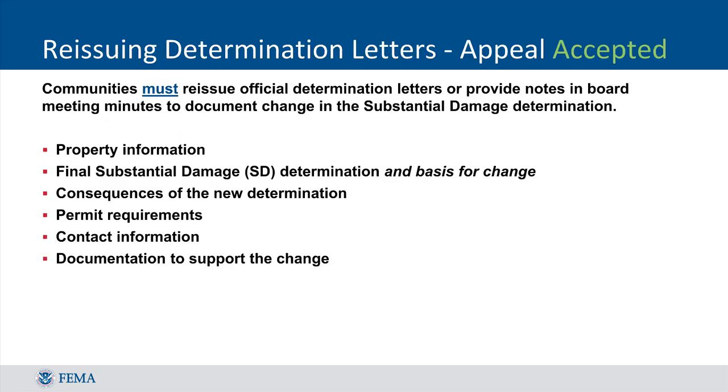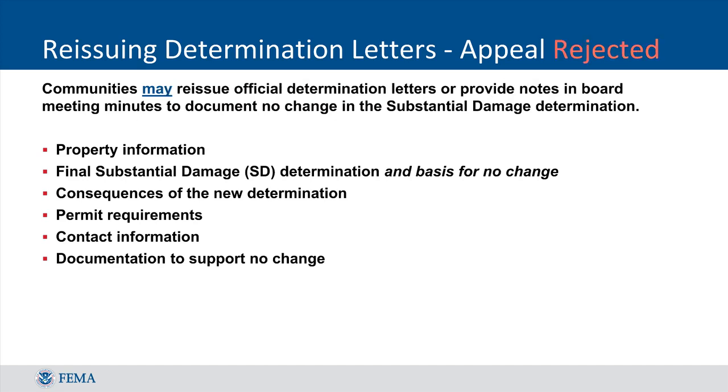Once the Community Appeals Board accepts an appeal, communities must reissue official determination letters or provide notes in board meeting minutes to document the change in the substantial damage determination. If determination letters are reissued, they should include the property information, basis for the change in determination, explain the consequences of the new determination, new permit requirements, and the contact information for the community official. The new determination should include documentation to support the change.